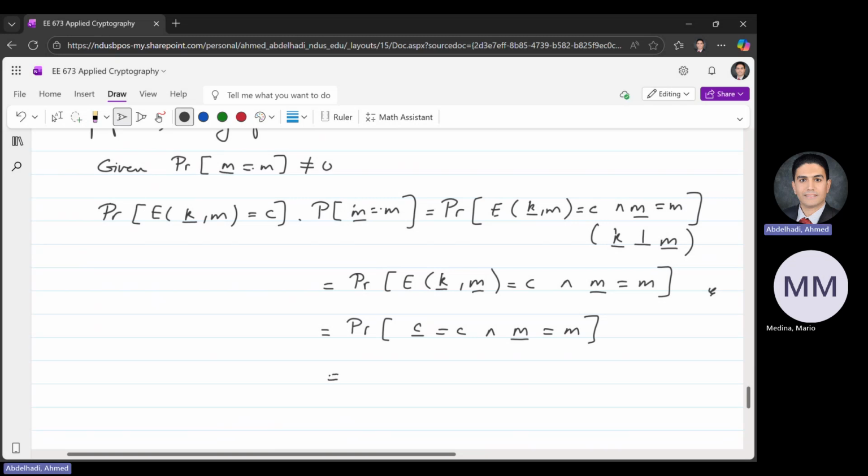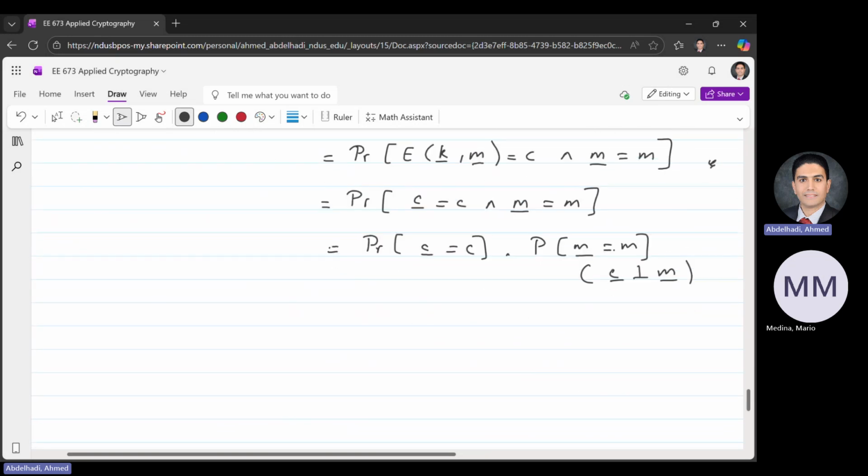Now, given that we have C and M independent, this is equal to the probability C is equal to C multiplied by the probability M is equal to M. That's because C is independent from M. And at the same time, we can cancel these two sides, the probability of M equal to M, because it's non-zero. So we can cancel them, which means that we can prove that these are equal, which means that we have the other side of the proof already done.